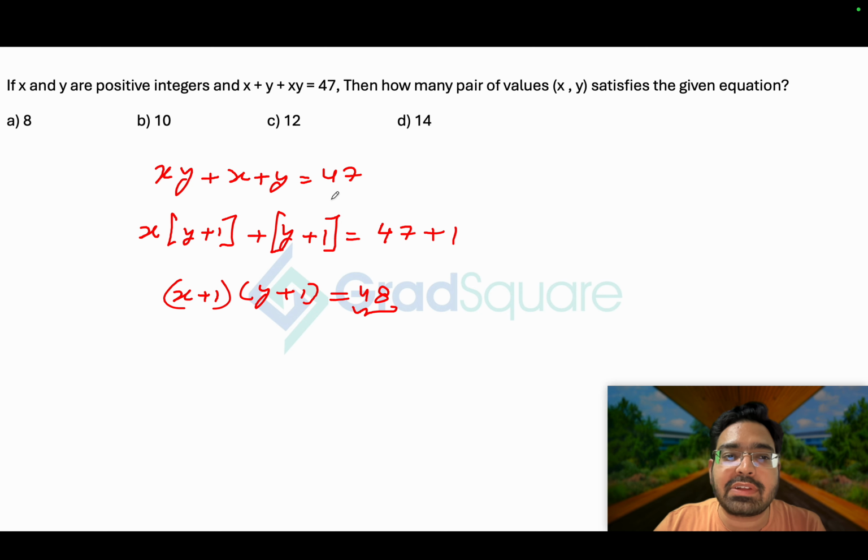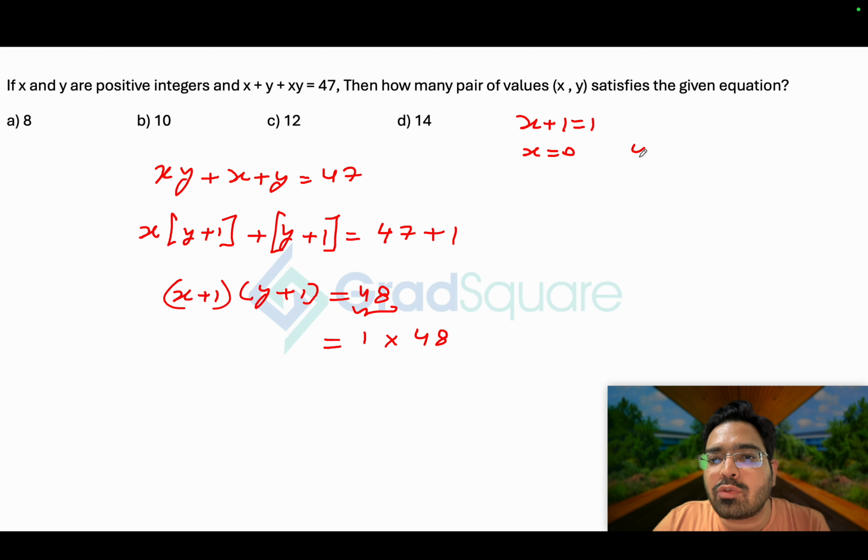The only thing that we have to be careful about is x and y are positive integers. That's important, right? Now, how can I write 48 as a product of two numbers? Let me start with 1 and 48. The problem with 1 and 48 is that the moment you call x plus 1 equal to 1, x turns out to be 0. Although y is still turning out to be equal to 47, this will not be an acceptable solution as x and y are positive integers. So I'll have to remove this.